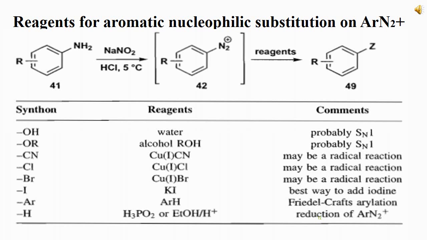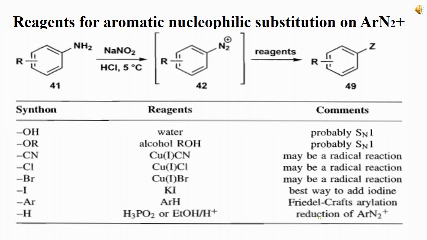Now for all of these some comments are given. For water and alcohol, when these reagents are used, this is probably an SN1 reaction. When there are reagents like cuprous cyanide, chloride, and bromide, that can be a radical reaction.